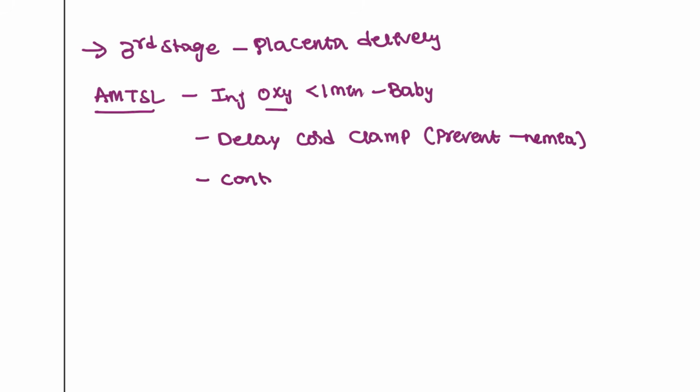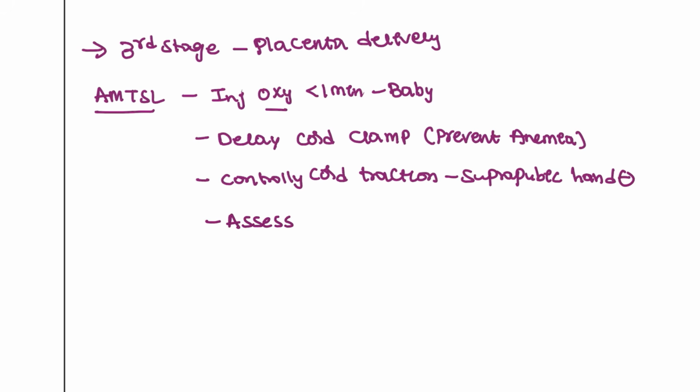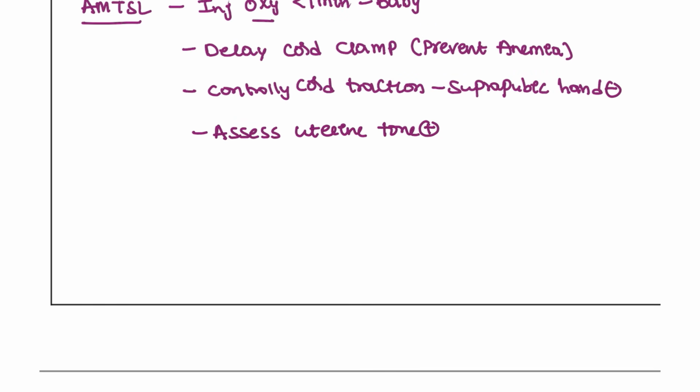Next, controlled cord traction with the suprapubic hand. On the suprapubic area you have to place the hand. Okay, this should not be a massage. It is the suprapubic hand that you have to press against the pelvis. Next, assess the uterine tone, because if the tone is still active, there is a chance of PPH. This is the criteria that has to be followed whenever we are doing the cord clamping. Okay, next, how are we going to proceed?